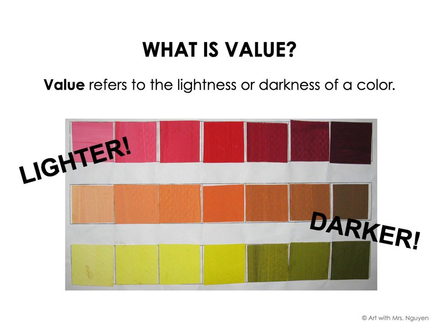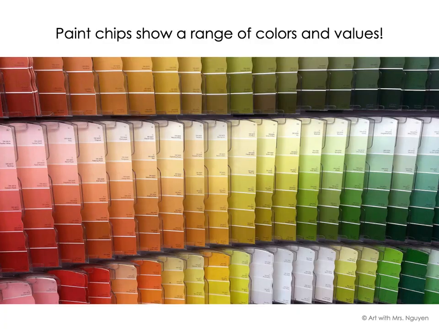As you can see in this picture, you have pink, orange, and yellow, and you have a light yellow all the way to dark yellow. Paint chips are a great way to show colors and values. Next time you go to Home Depot or Lowe's, grab a paint chip and you can just see how it's the same color but different values of that color.